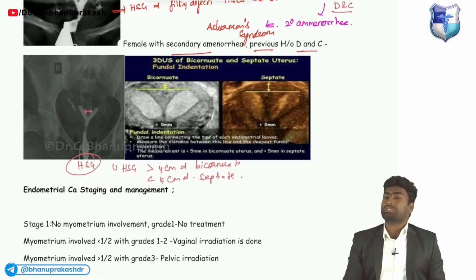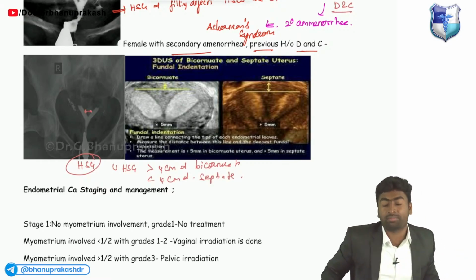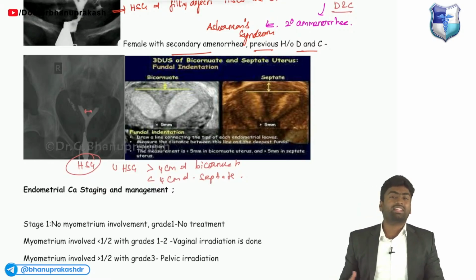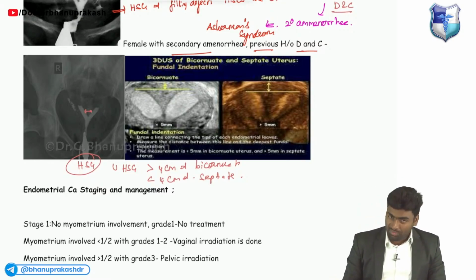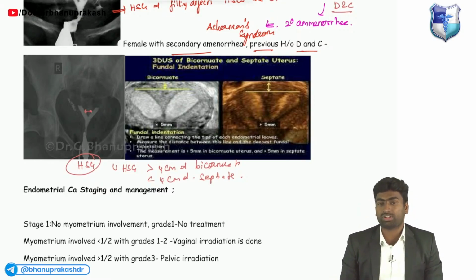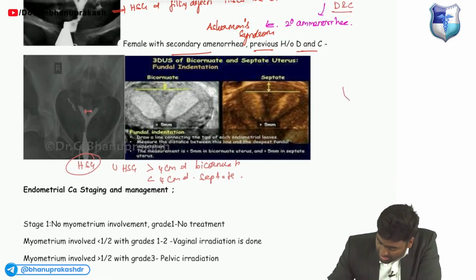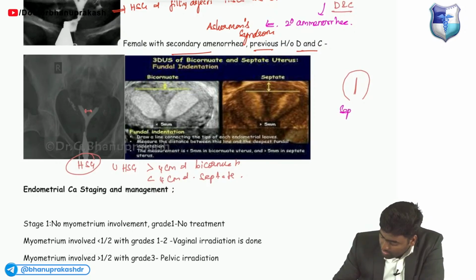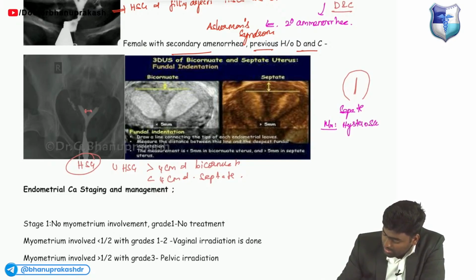But now we have started using more advanced modalities like MRI and 3D ultrasonography, so that we can detect more easily whether it is a bicornuate uterus or a septate uterus. So remember, in the septate uterus, the septum is inside. So for the management of this septate uterus, we can go for hysteroscopic lysis.